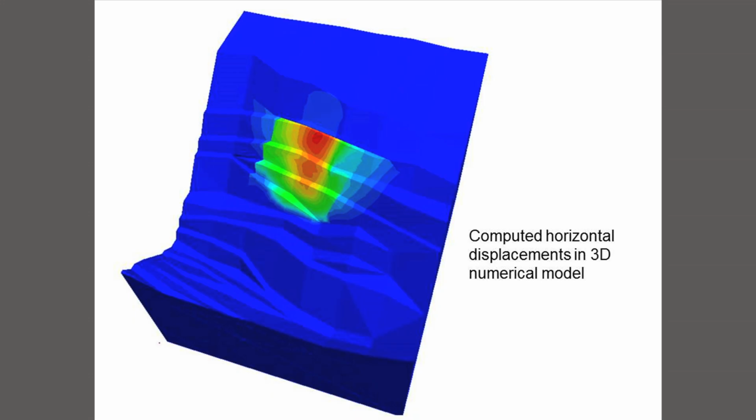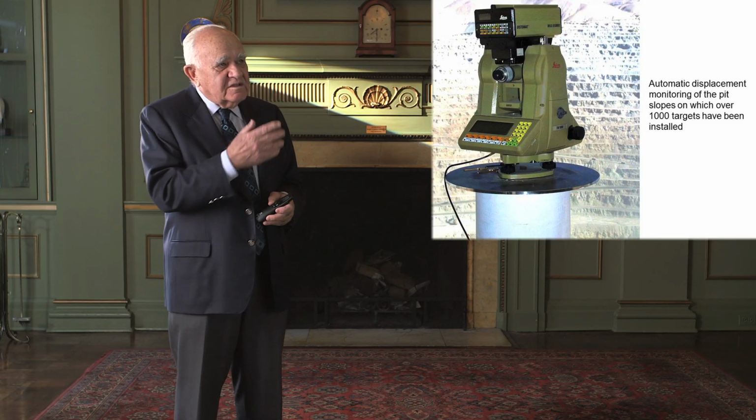In order to calibrate that, which you have to do with any numerical model, this particular mine, Chuquicamata in Chile, has been in operation for a century, and for the last 20 years has had a very extensive network of monitoring displacements. So you have two systems in place.